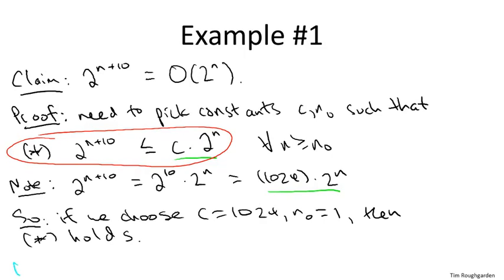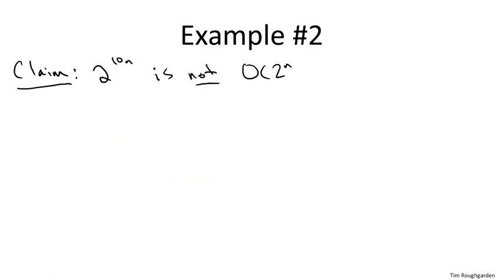Next, let's turn to another non-example, of a function which is not big O of another. And so this will look superficially similar to the previous one. Instead of adding 10 in the exponent of the function 2 to the n, I'm going to multiply by 10 in the exponent. And the claim is if you multiply by 10 in the exponent, then this is not the same asymptotically as 2 to the n.